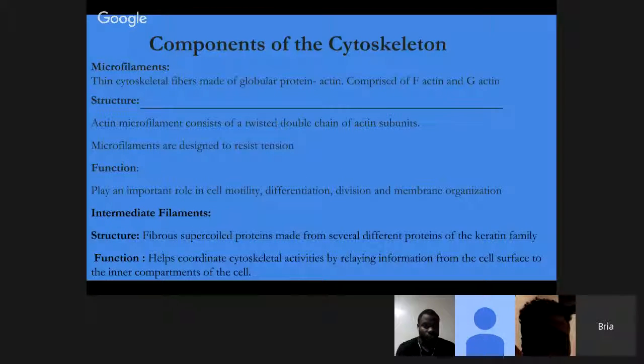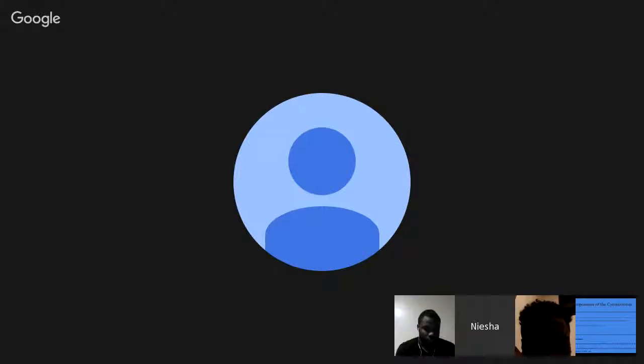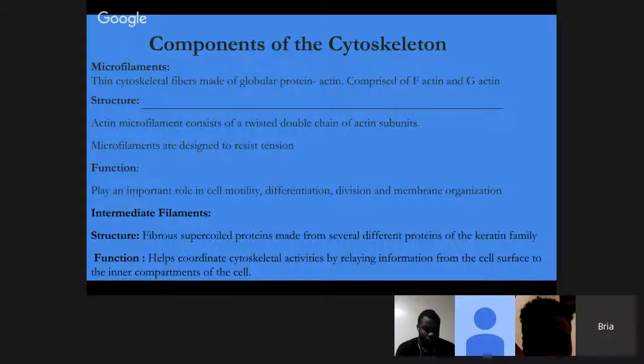The microfilaments are the smallest component of the cytoskeleton. They're composed of the actin protein, so they're referred to as actin filaments, and they're comprised of F-actin and G-actin. They twist like two pieces of thread almost, and the microfilaments are designed to resist tension.